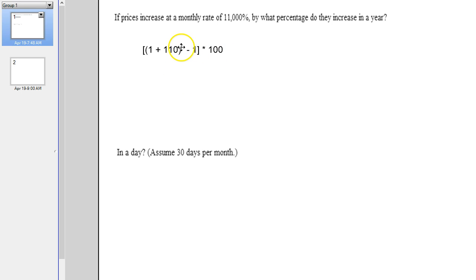And then remember, t in this case is months. Each time the price increased, it was another month. So t is the number of months, and it wants to know in a year, so t is 12. So there's our formula for the percent increase for a year here.